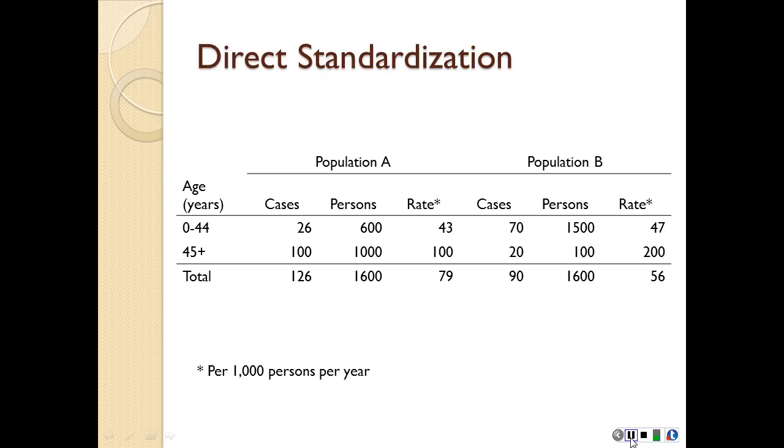We have population A, and in this younger group we have a rate of 43 cases of disease X per person per year. And in population B, in the younger age group, we have a rate of 47 cases of disease X per person per year. So these are the stratified rates. These two lines are the stratum-specific rates. This bottom line, the totals, is the crude rate for population B and the crude rate for population A.